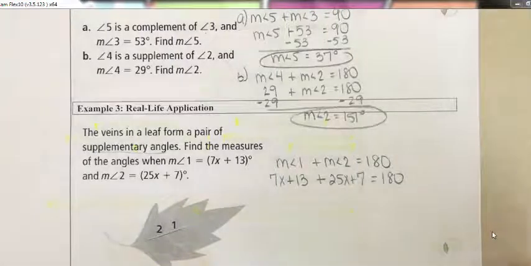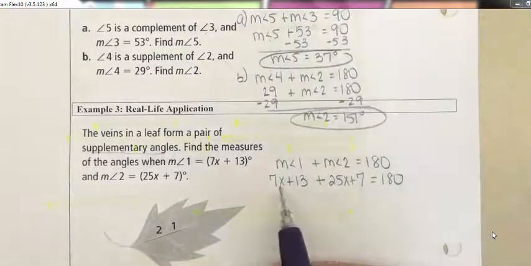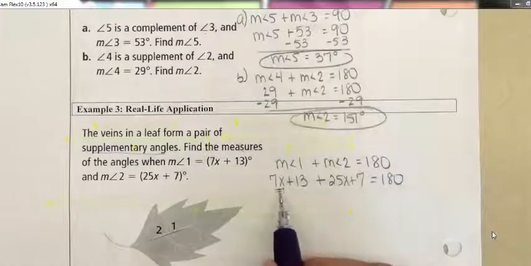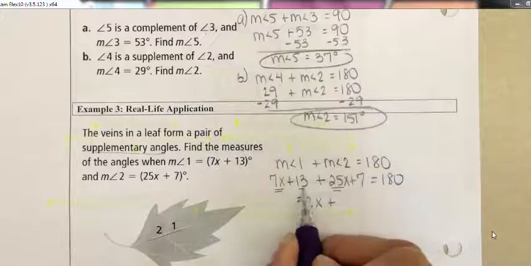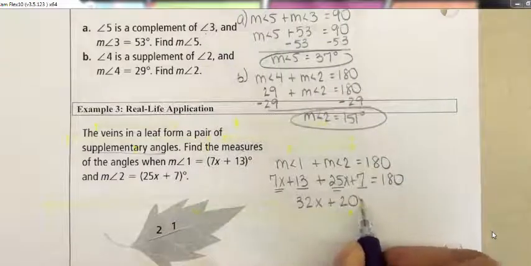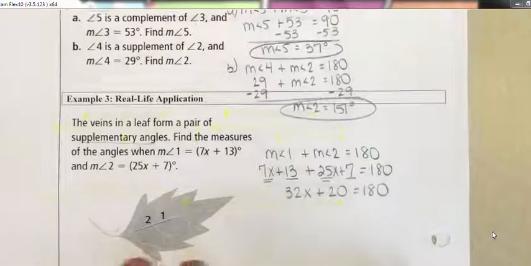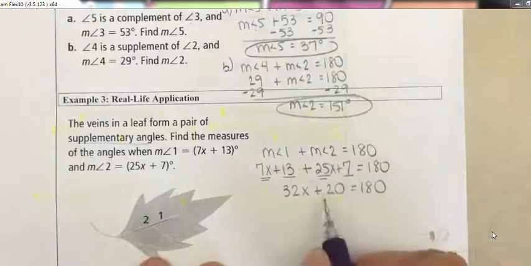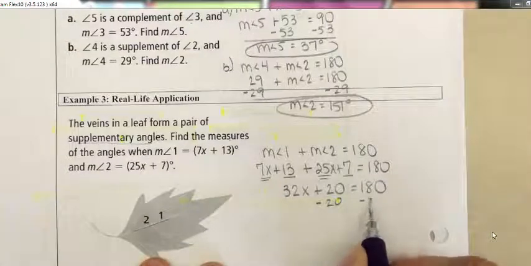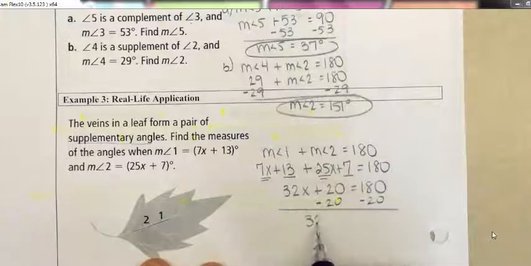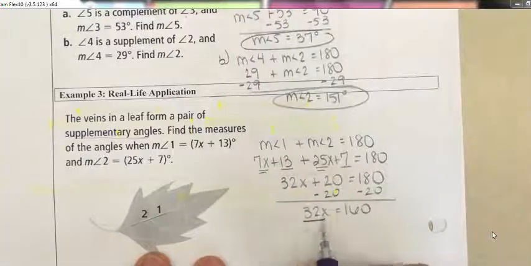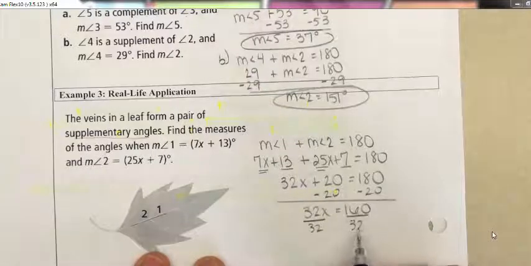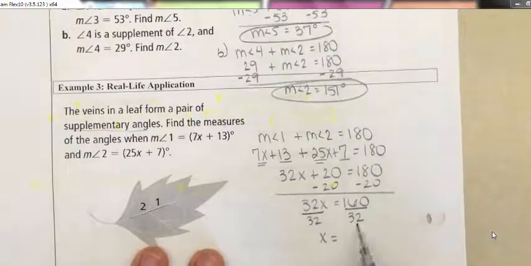And now I'm going to solve this equation just like I normally would. Combine like terms. 7x, 25x, those are like terms. That gives me 32x. 13 and 7 gives me 20. Okay, so now I'm going to subtract 20 from both sides. So 32x equals 160. Divide both sides by 32. And 32 will go into 160 5 times.